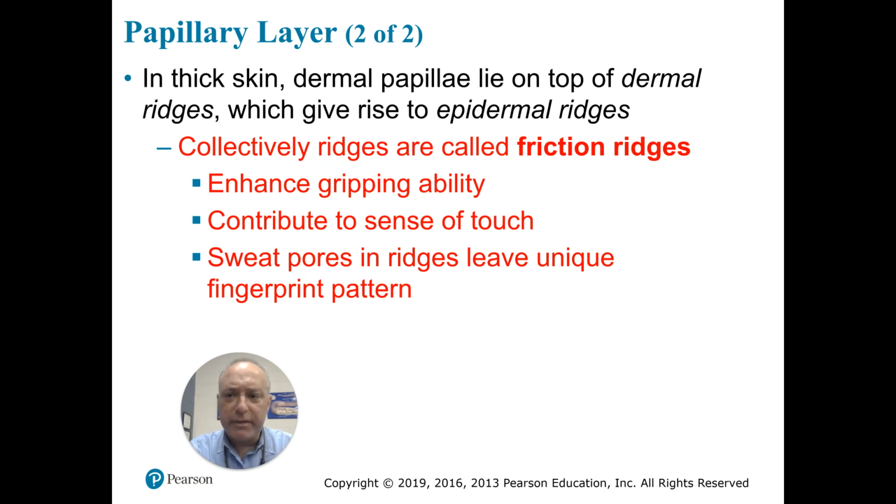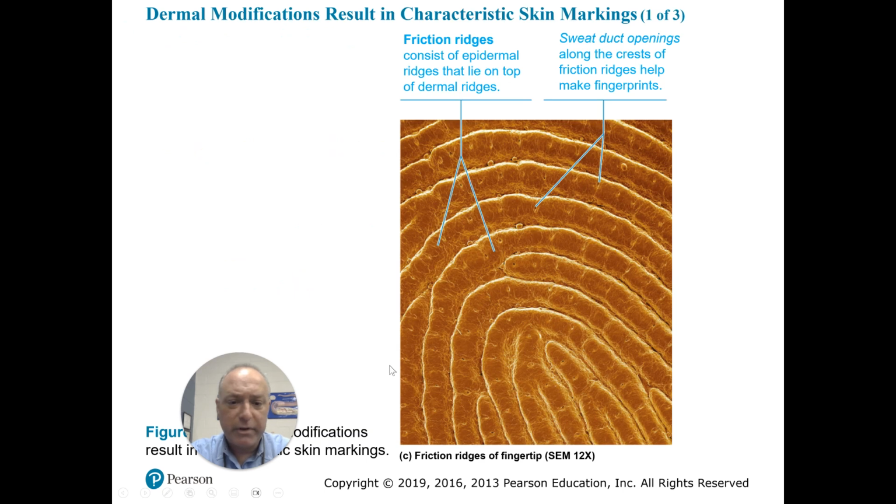There are also ridges that begin in the papillary layer. These are friction ridges, and they're on the tips of our fingers. They enhance gripping ability, contribute to the sense of touch, and there are numerous sweat pores within the ridges. Let's see if I got a picture. Here's a picture. So here we've got these dermal ridges. And you can see the sweat pores, the little circles or little holes. There are numerous sweat pores. Some people have real sweaty palms. This is why.